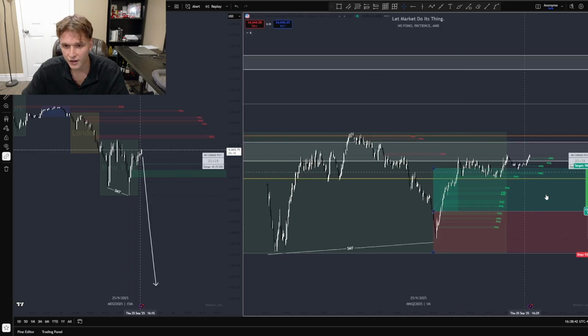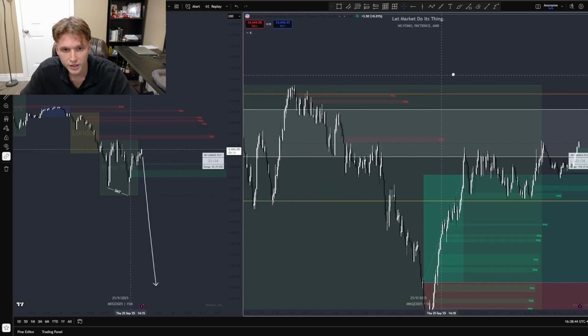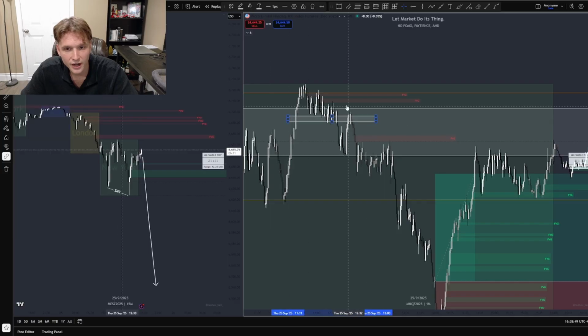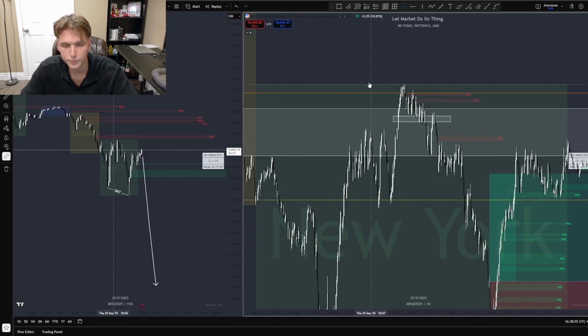Was there an inverse fair value gap? Maybe. Was there a change in the state of delivery? We had a big impulsive value gap here on the bull side. Is there an inverse fair value gap that gets created? Right there, it gets inversed, retrace back into it, and you can take that to multiple lows.